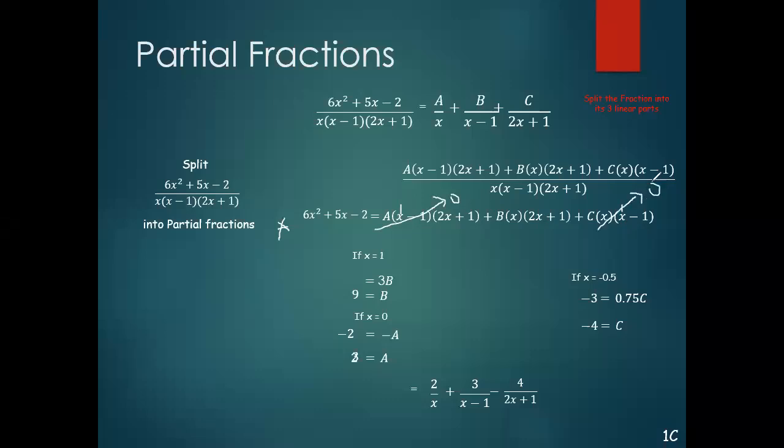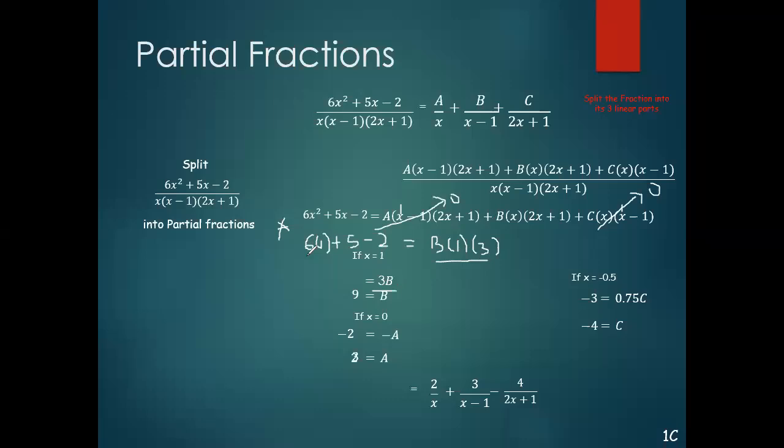So everything here will go to what? Will go to 0, which means we'll be left with the expression 6 times 1 squared, which is 1, okay, plus 5 times 1, which will be 5, minus 2, equals to b times 1 is b. Okay, so we are having b times 1, times what? 2 times 1 is 2 plus 1 is 3. So we have 3 here.